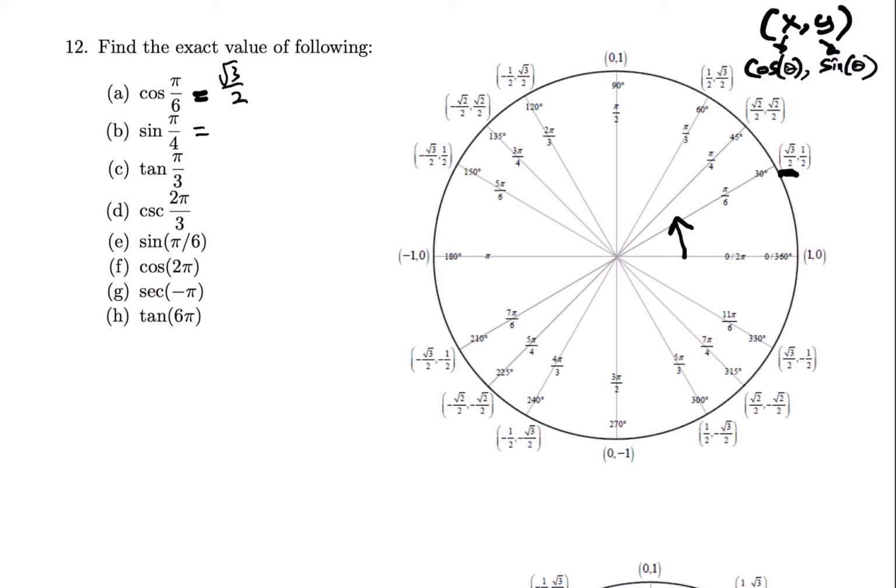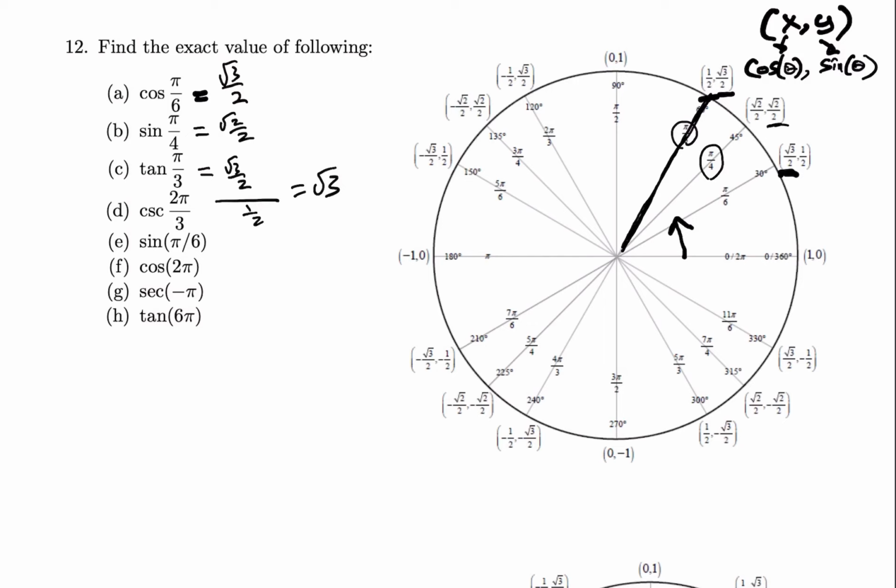Sine pi over 4, this angle, sine is the y value: square root 2 over 2. Tangent pi over 3 is right here. Now we do sine over cosine to find the slope. So slope is y over x: square root of 3 over 2 divided by half gives me square root 3. So the slope of this terminal ray right here is square root 3, a little bigger than 1, between 1 and 2, right?